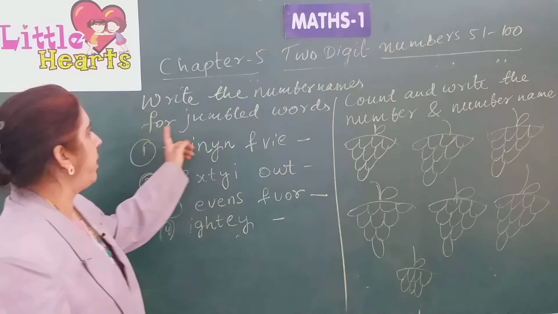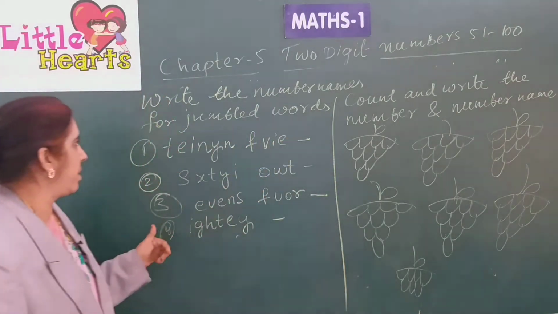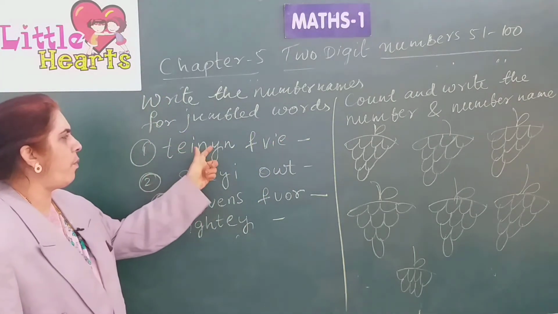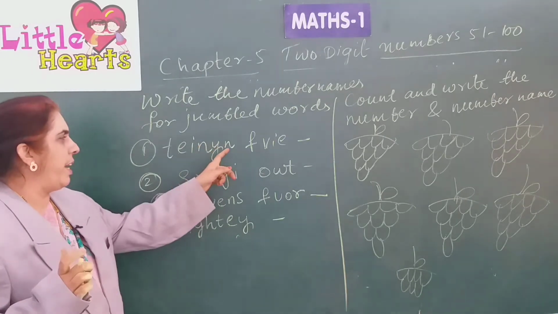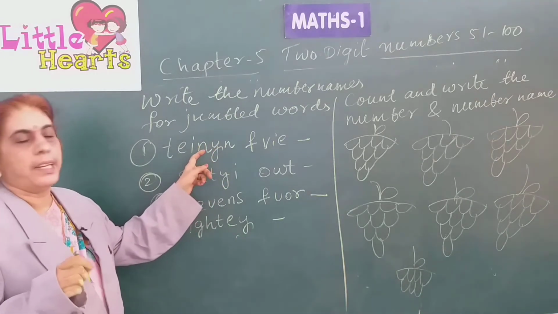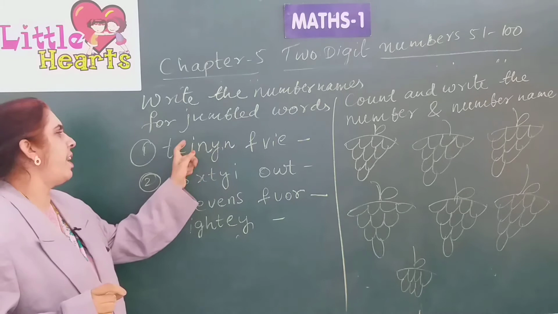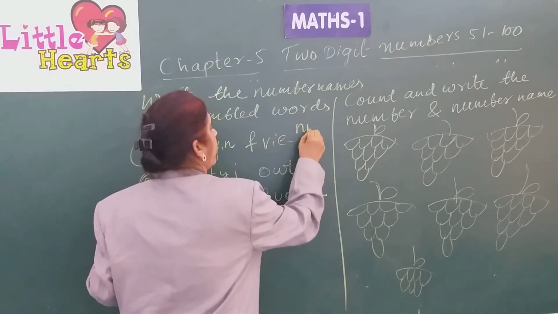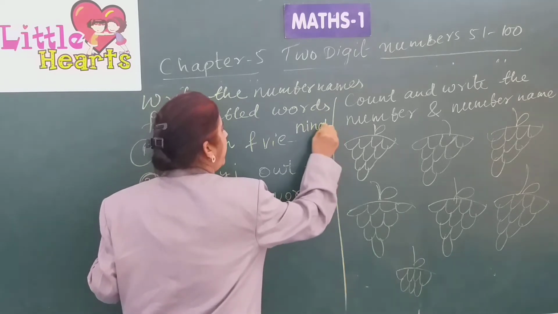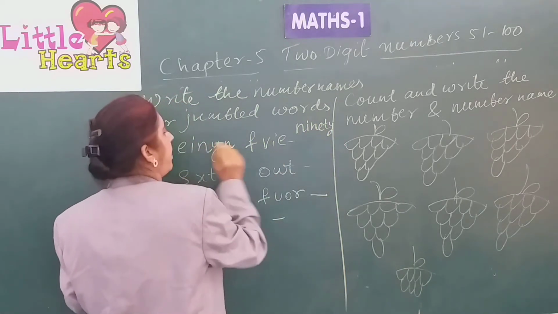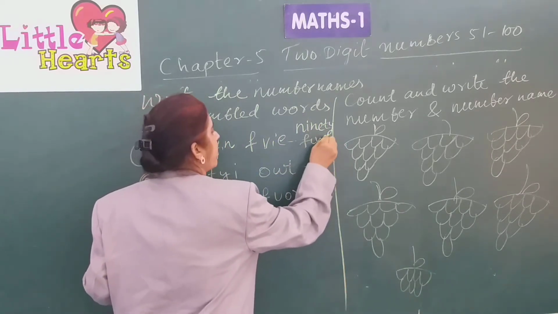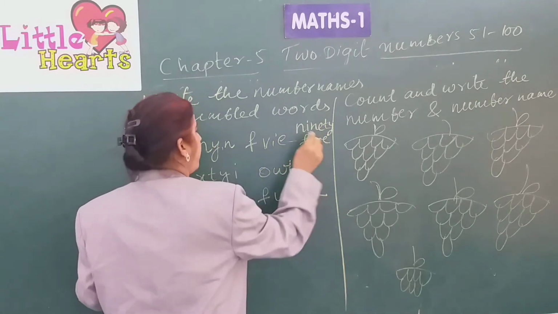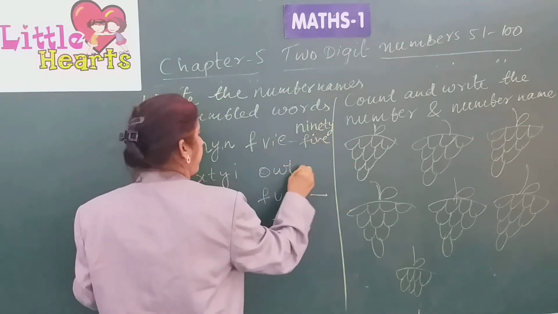Yes, write the number names for jumbled words. TEINYN. So 2 N's will be in 90 only. So NINE, NINETY, NINE 9 TY, 95. 95 is the correct number name.